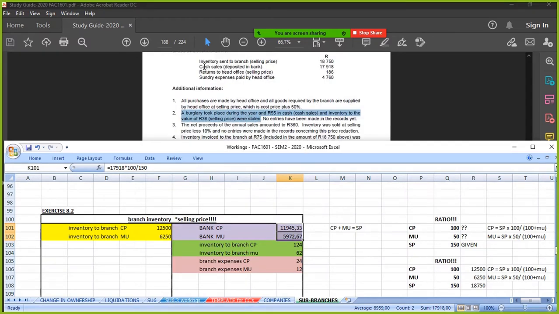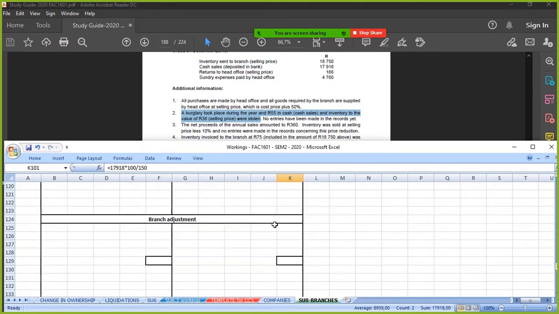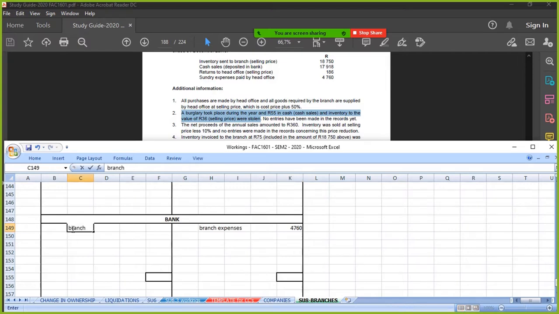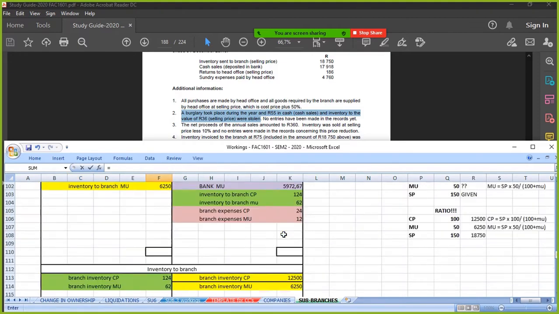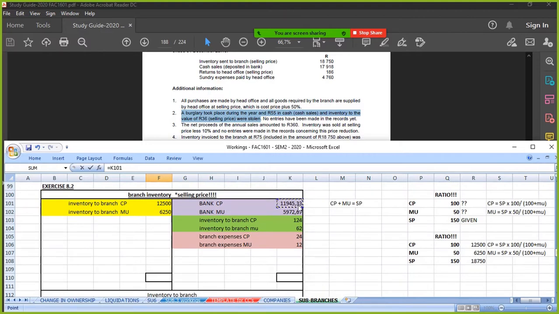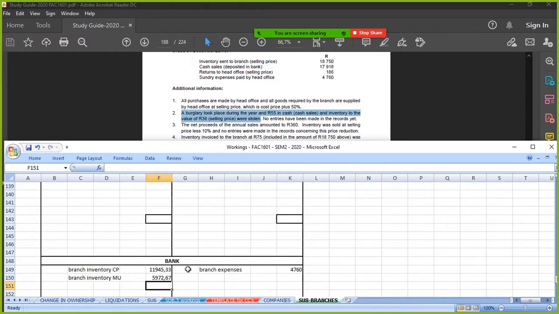Oh yeah, it was that figure there, the cash sales. They said it was deposited in the bank. Okay, so bank would have had branch inventory. Okay, the cost price and the markup. The cost price is that figure. The markup is that figure. Okay, the total obviously gives you the 17,918. Okay, perfect. So now let's read it again.